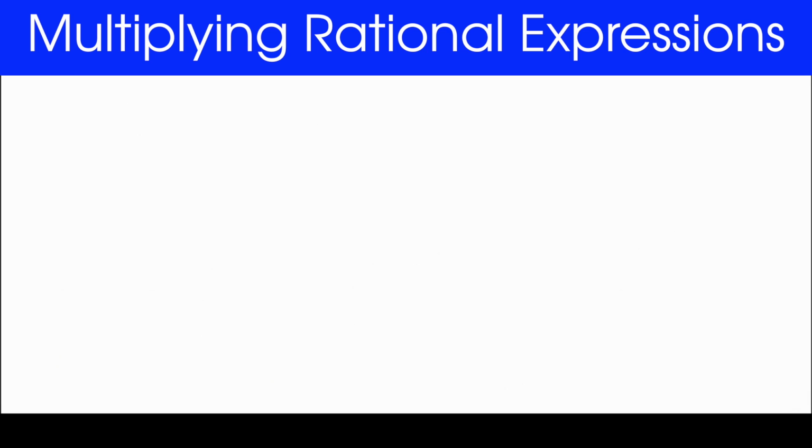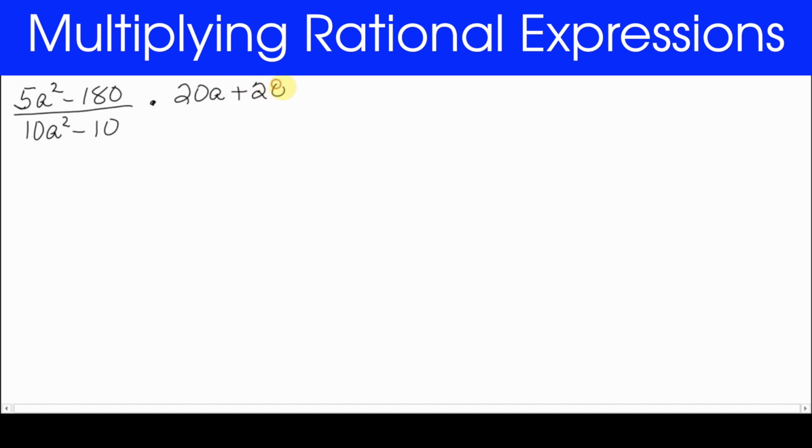Let's look at this one. We have 5a squared minus 180 over 10a squared minus 10, times 20a plus 20 over 2a minus 12. So we want to multiply these two rational expressions. The first thing we want to do is to factor each numerator and denominator completely.